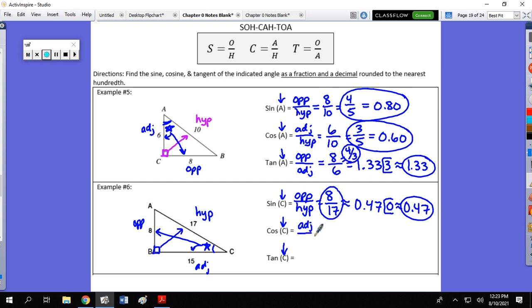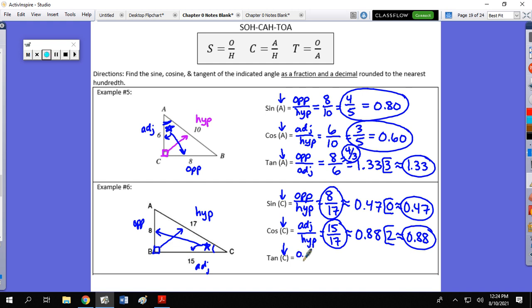Cosine is adjacent over hypotenuse. That is 15 over 17. That also does not reduce, so we would turn that into a decimal, 0.88. The third digit is a 2, so again, it's less than 5. We would round it down.